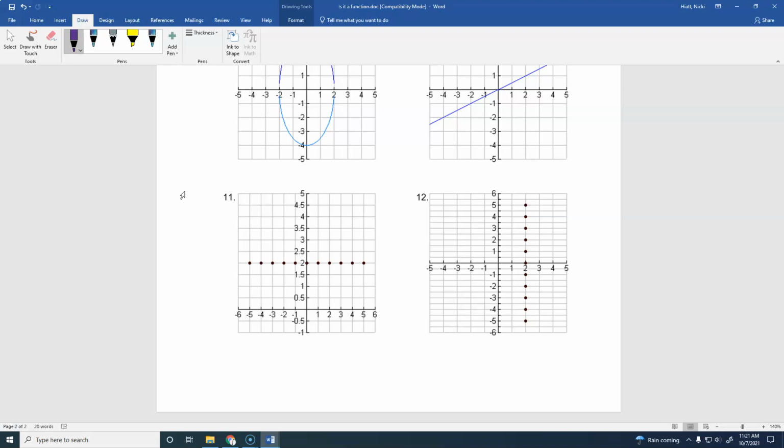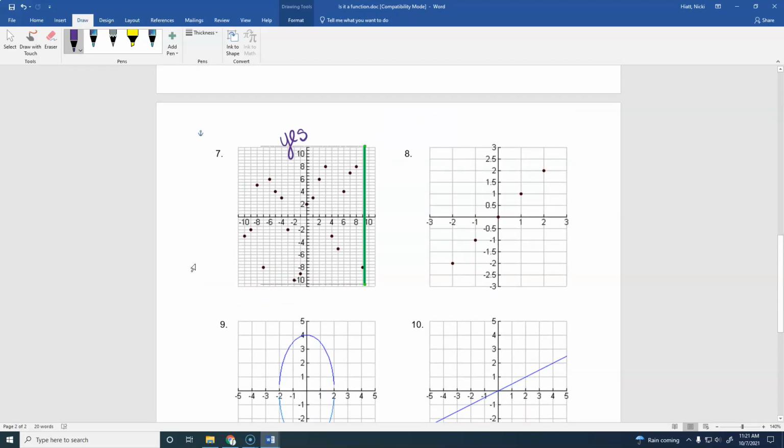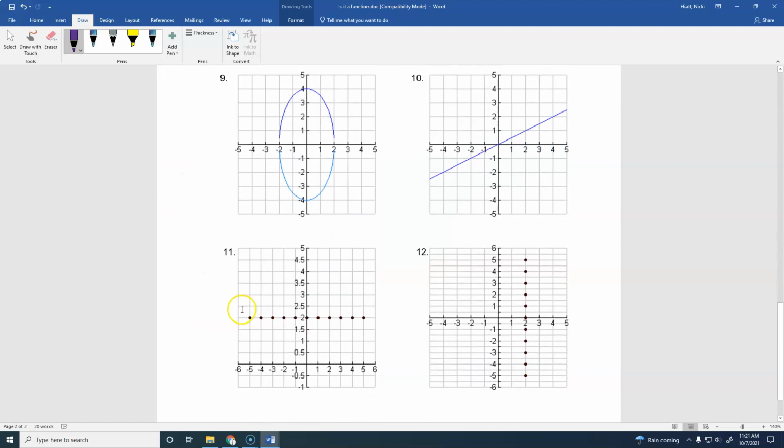All right, 11 and 12. All right, so Caroline, what do you think for number 8? It is a yes. 9 is a no. 10 is a yes. 11 is yes. It's a very big no, right?